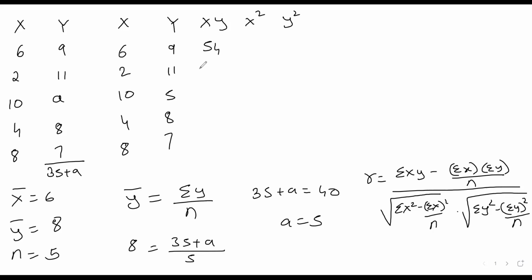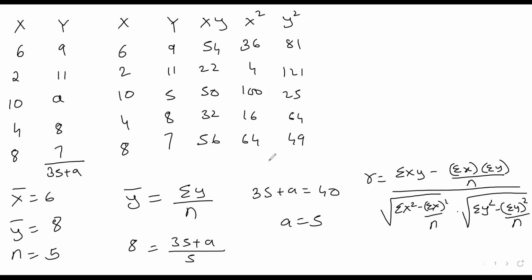Multiply: 54, 22, 50, 32, 56. Because I need xy, I need x square, I need y square. So I'm calculating all the values. जब ये values छोटी होती है, आप आराम से multiply कर सकते हो. तो हम लोग ये formula use करते हैं. Square निकाल सकते हैं हम लोग आराम से इसका. The summation y square will be 81, 121, 25, 64, and 49.